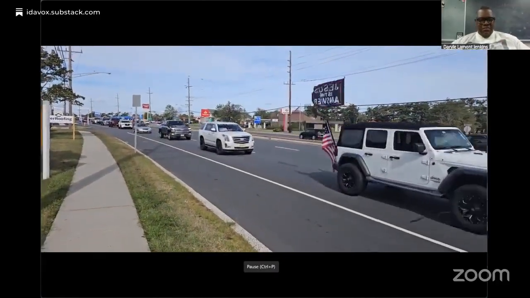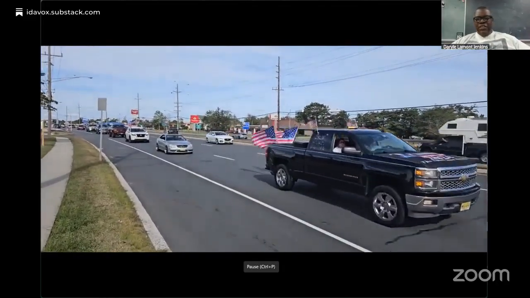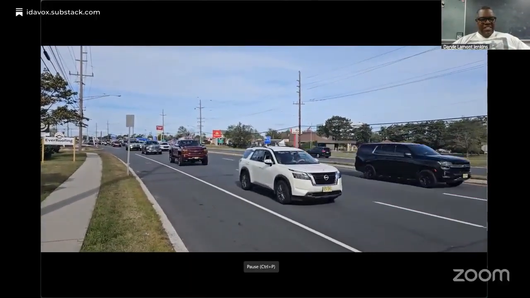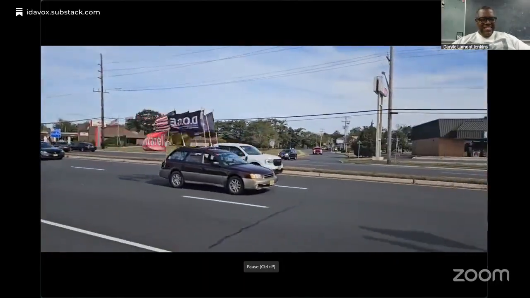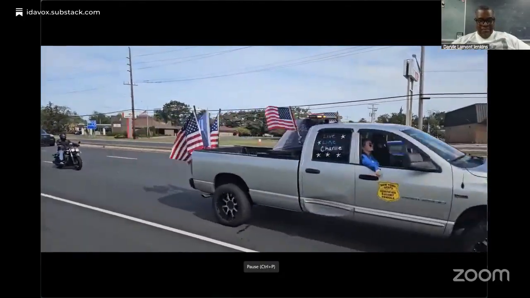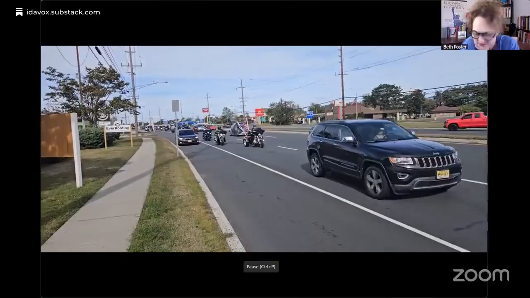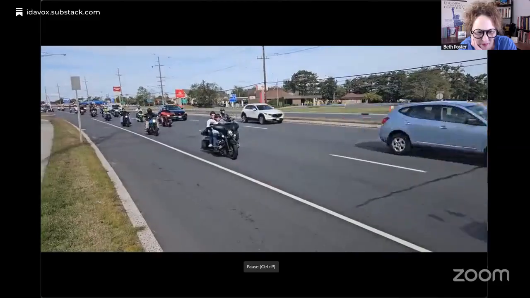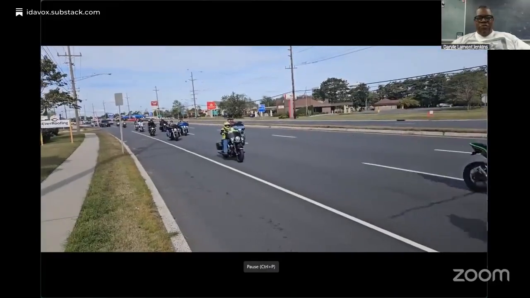This is South Jersey. This is all for Charlie Kirk and all of this. That car with all the flags, that was a Proud Boy. Ew. And the pseudo bikers take up the rear.